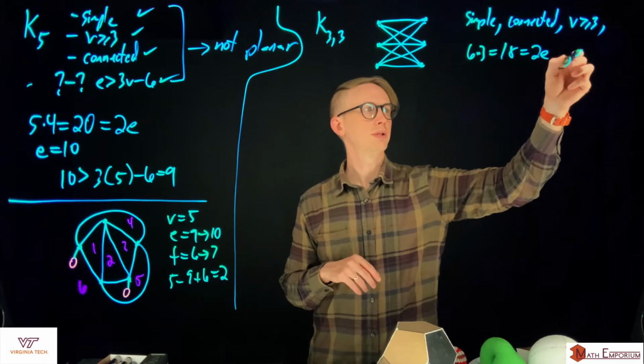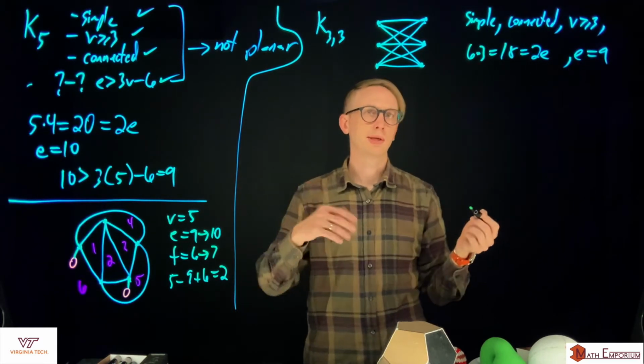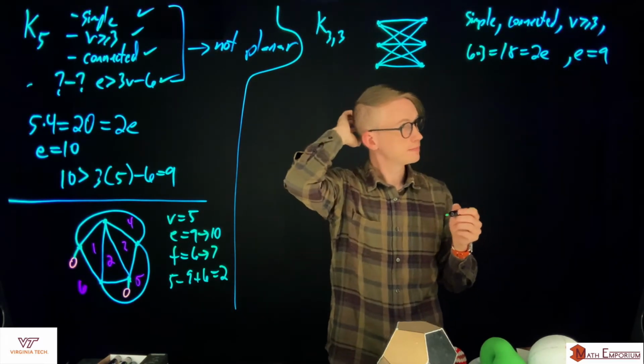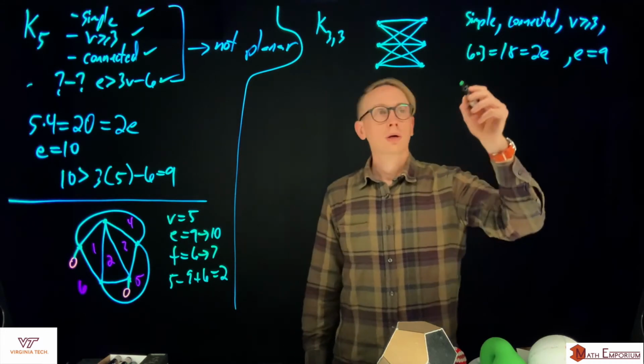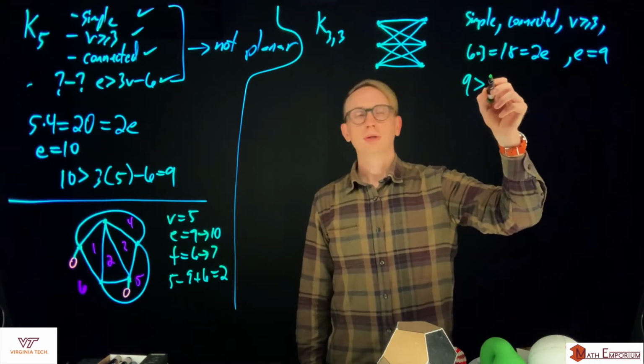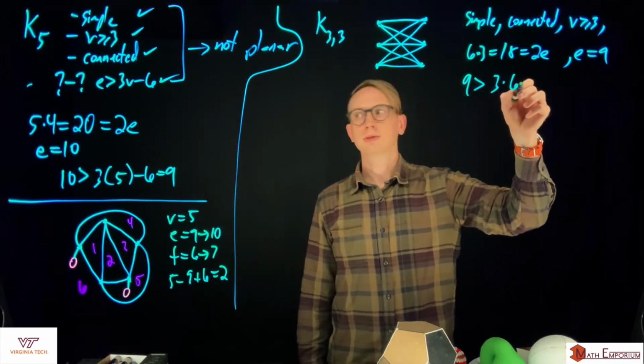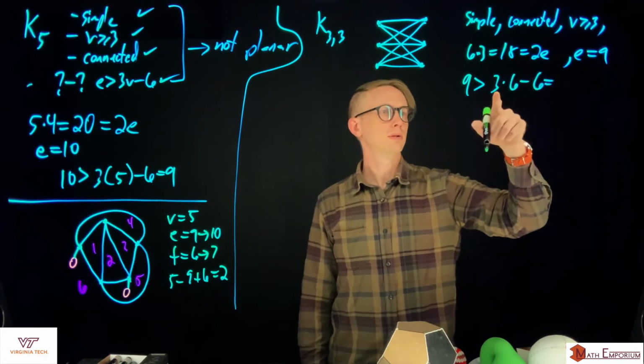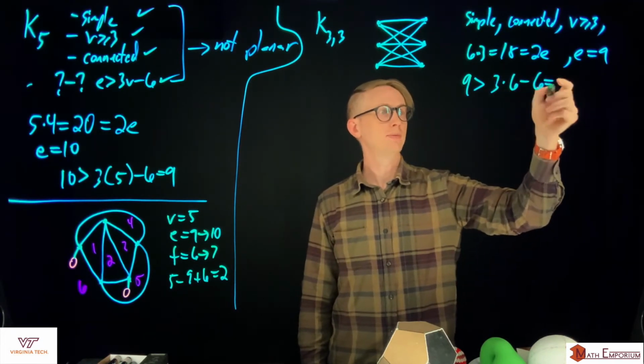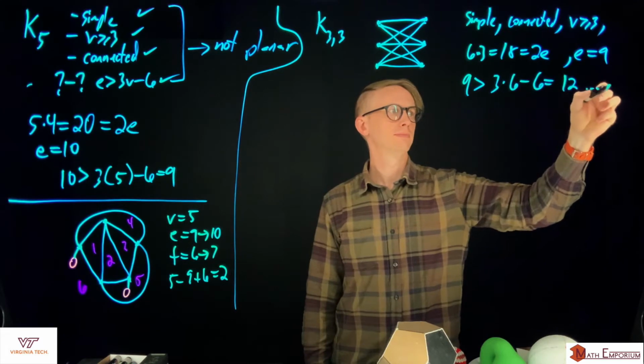That's 2e, so there's 9 edges. Okay, 3, 3, and 3, 9 edges. Alright, is 9 greater than or equal to 3 times 6 minus 6? 3 times 6 is 18, 18 minus 6 is 12. No, right?